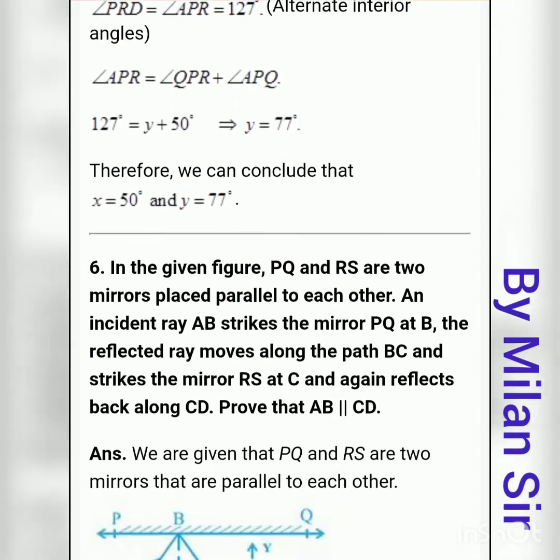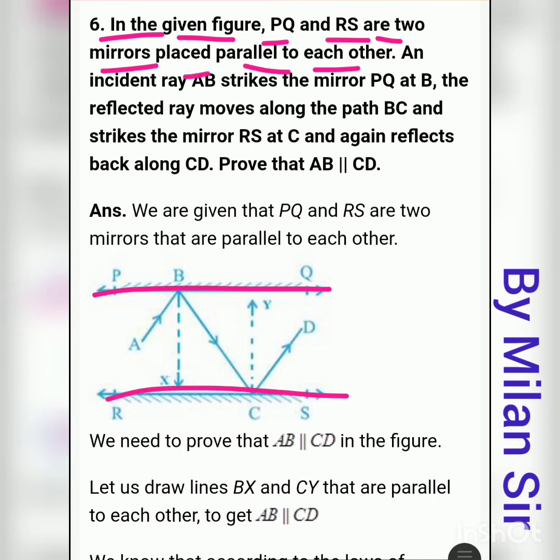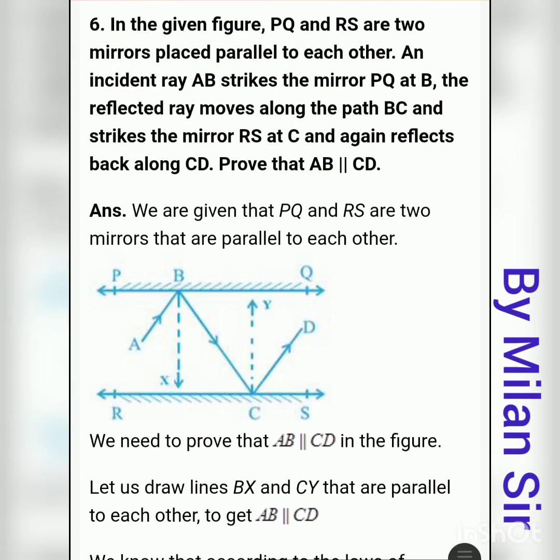After that, question number 6. Here first of all, I read this question. In the given figure, PQ and RS are two mirrors placed parallel to each other. So these two mirrors are parallel. And incident ray AB strikes the mirror PQ at B.